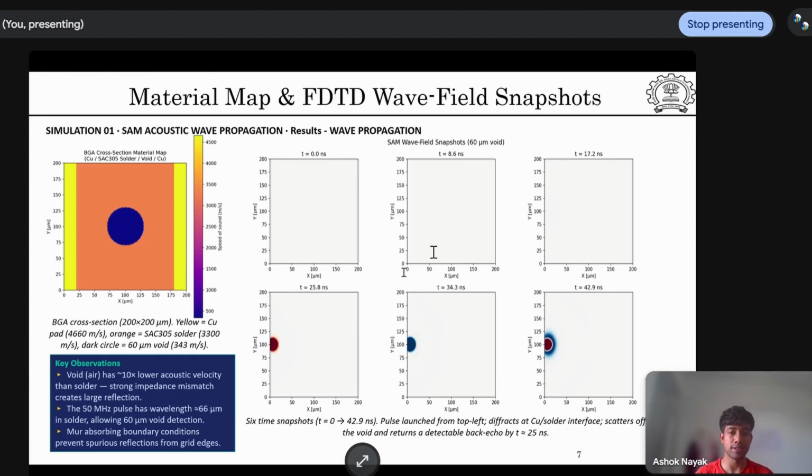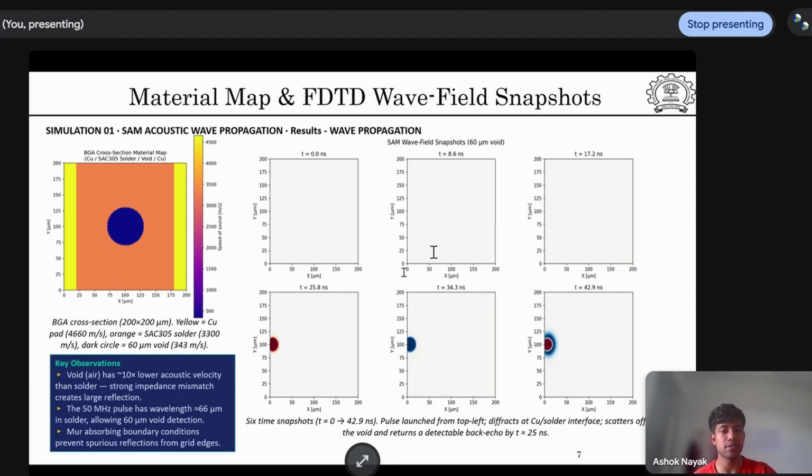Copper is 4,660 meters per second, solder at 3,330, and air void at 343, which is the standard we expect. The tenfold difference in acoustic velocity is why the void creates such a strong reflection. The acoustic impedance mismatch is large in this case. On the right, we have six time snapshots of pressure fields as the wave propagates.